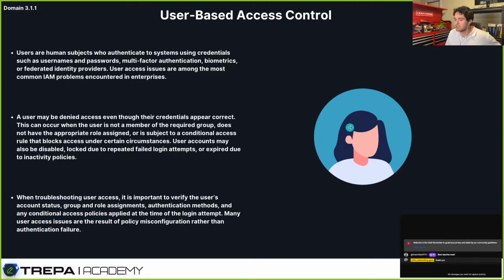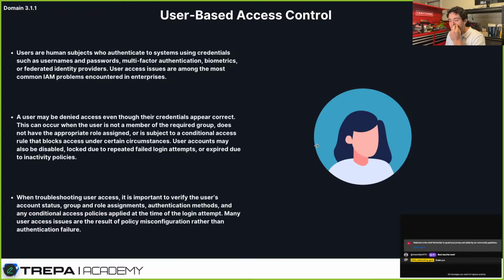Okay, so user-based access control. Users are human subjects who authenticate to systems using credentials such as usernames, passwords, MFA, biometrics, or federated identity providers. User access issues are among the most common IAM problems encountered in enterprises. Essentially, all we're saying here is that when we build IAM, we're going to have services, users, and devices that all need their own IAM policies applied to them. Maybe they can all be under one, but usually we like to separate that. Users are going to have more RBAC and least privilege things, while for a device doing a domain join, we could apply a group policy that relates more to that computer's compliance rather than access control, but it's still part of it.